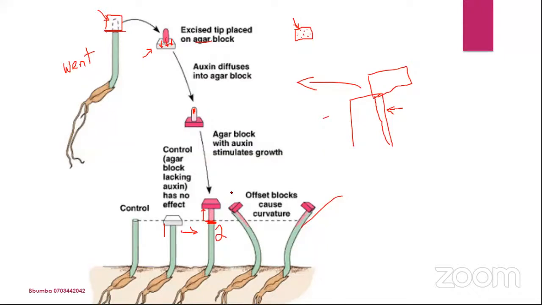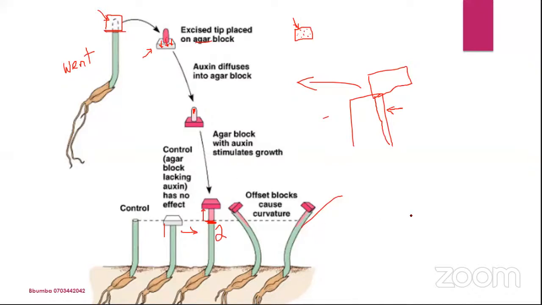Okay, he didn't stop there. He got another agar block. He placed it halfway on the cut tip, whereby auxins could only flow down on one side. They diffused down, making this side grow very fast, so it bent.